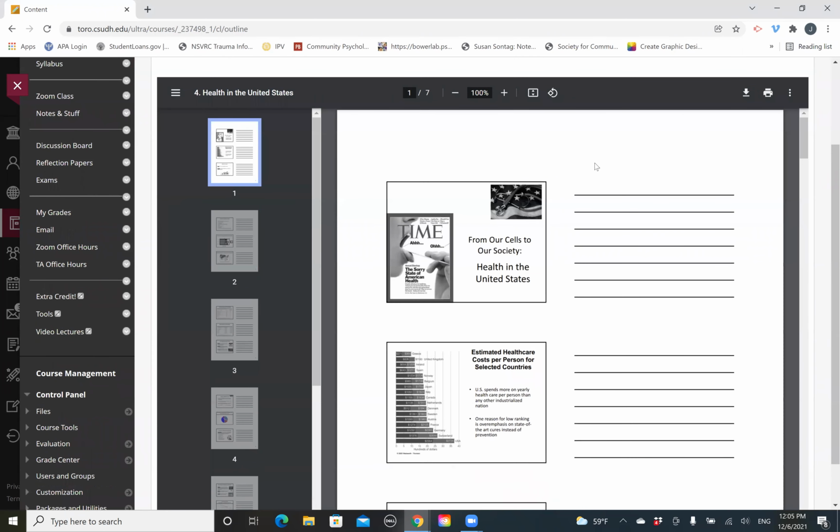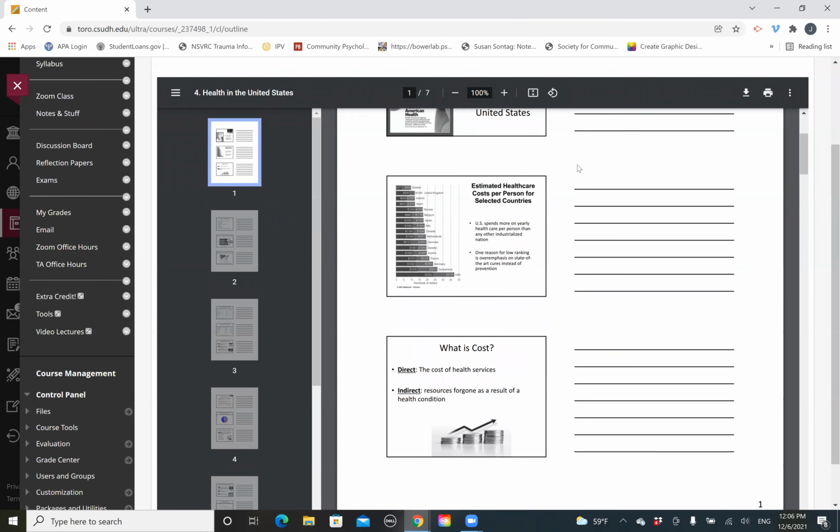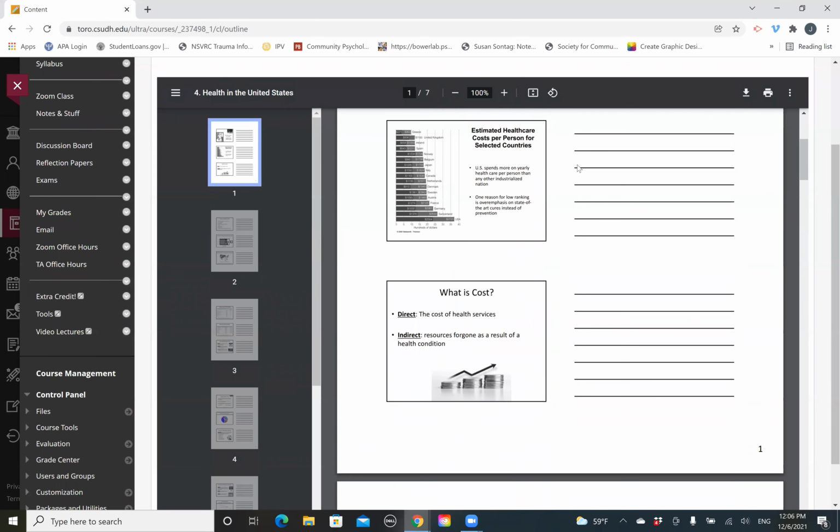So health in the United States, estimated healthcare costs per person for selected countries. The US spends more on yearly healthcare per person than any other industrialized nation. One reason for a low ranking is overemphasis on state-of-the-art cures instead of prevention, right? We kind of wait till people get sick and then cure it as opposed to preventative medicine.